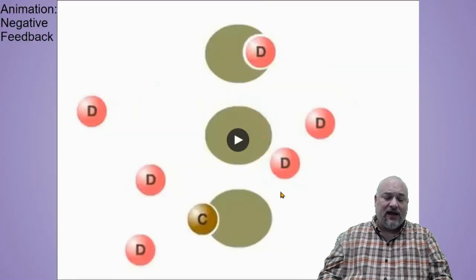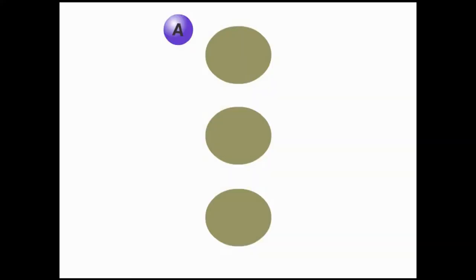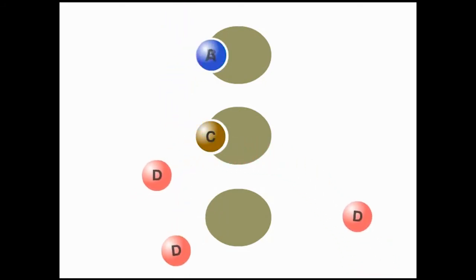So we'll take a break here and watch this little mini video on negative feedback. This simple animation illustrates the principle of negative feedback, or feedback inhibition, in the regulation of a chemical reaction sequence in a cell. The sequence involves 4 molecules, A, B, C, and D.